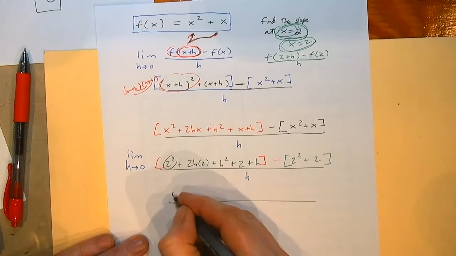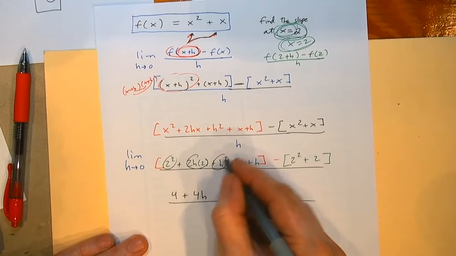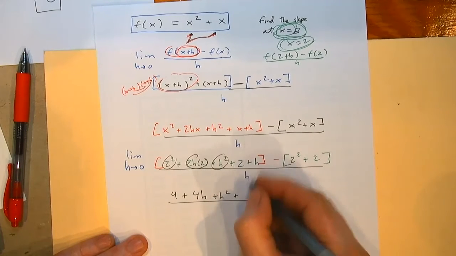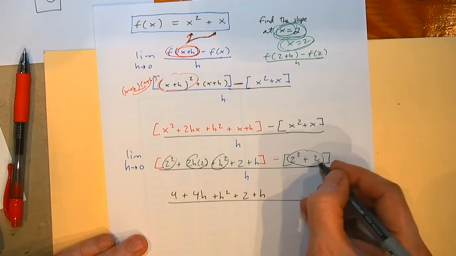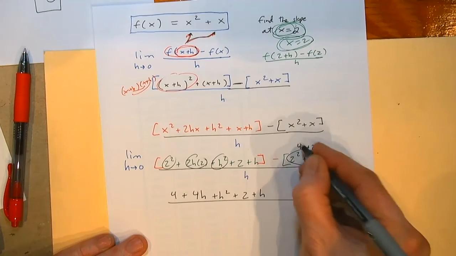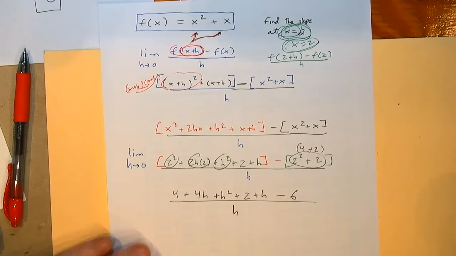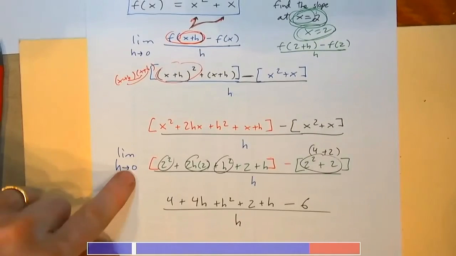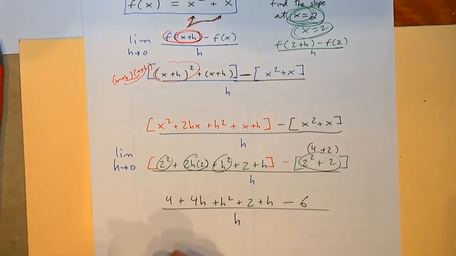Okay, what do we got? We got 2 times 2 is 4h. We got h squared. We got another 2h. And then we got this. What is this? 2 squared plus 2, yes, 4 plus 2. That's 6. We have a minus 6 over here, don't we? And we got this. Once again, can you let h be 0? No, you can't divide by 0. Keep going.